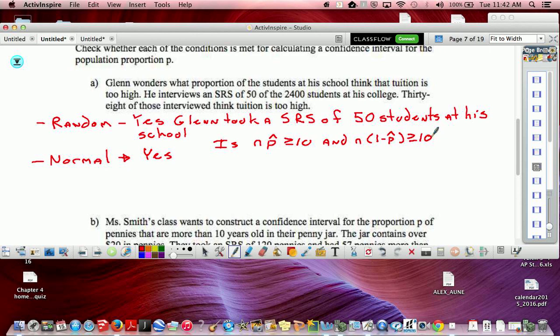So you can think about it this way. N times p hat is the number of people that say yes. N times 1 minus p hat is the number of people that say no. So in our sample, how many people said yes? This number here is 38, because technically n is 50, p hat is 38 out of 50. So when I multiply those, the 50s would cross out, leaving me just 38. So 38 said yes. How many said no?